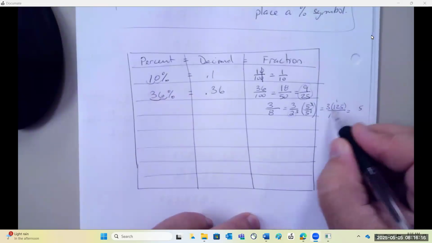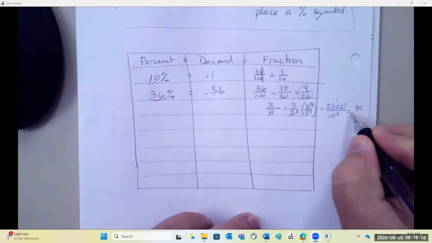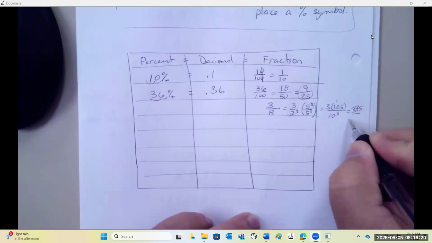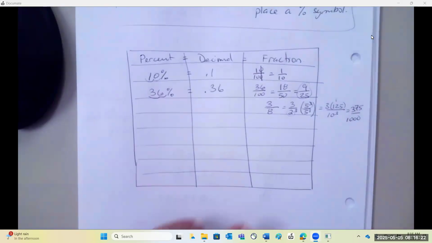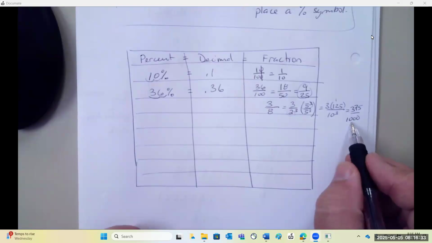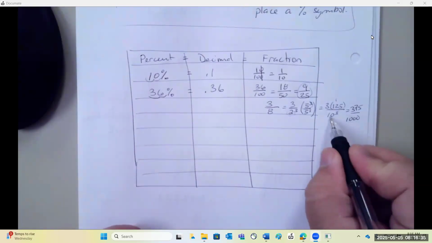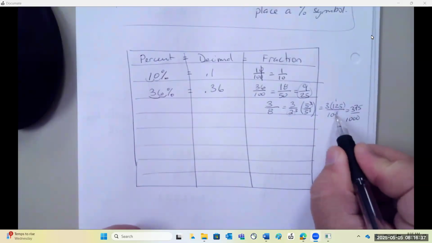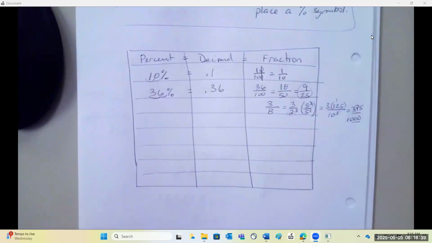Three times 5 is 15, 7... 375 over 1,000. How do I know it's over 1,000? Because when you have a base 10, the exponent tells you how many zeros you have.